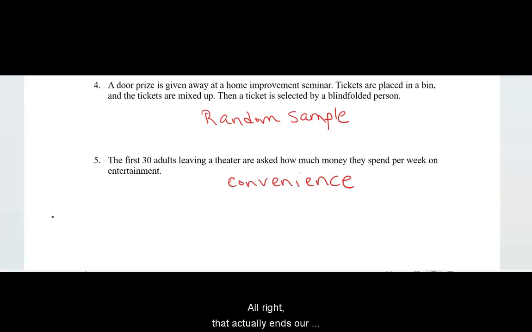All right, that actually ends our introduction, with some terminology and then different types of sampling techniques that we can use to ensure that when we are drawing from the population, it is random, unbiased, but also representative.